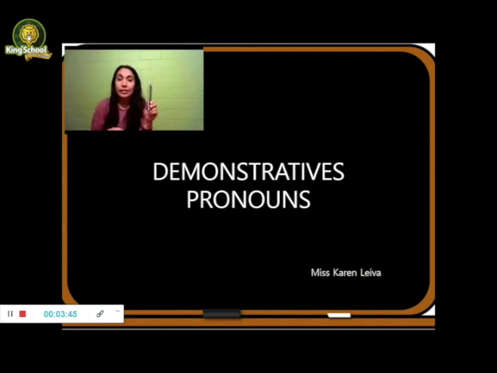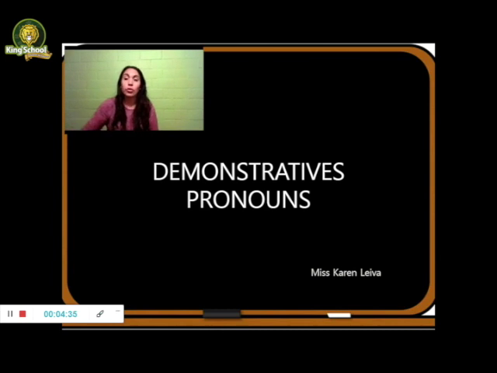This is a cell phone, yeah? This is a cell phone. That is a cell phone. This and that. Okay, you can say, Miss Karen, what's the difference between this and that? Great question. Well, both are demonstrative pronouns, and both are singular. When we're talking about singular, it's for one thing, yeah? This is used when the object is near to me, close to me, and that when the object is far from me, yeah? Very far. That is the difference between this and that.